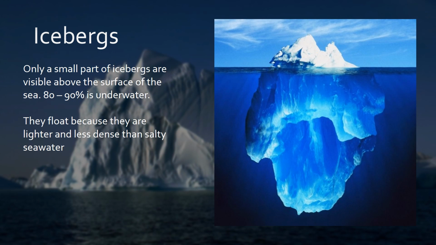Only a small part of the iceberg is visible above the surface. Between 80 and 90% of icebergs are underwater. Icebergs float because they are lighter and less dense than the salty seawater.